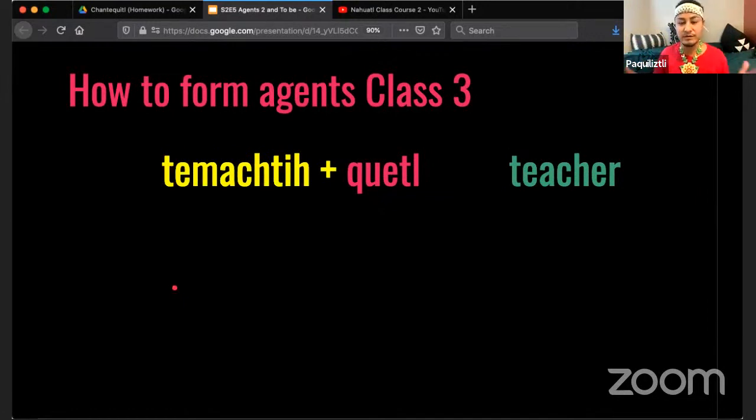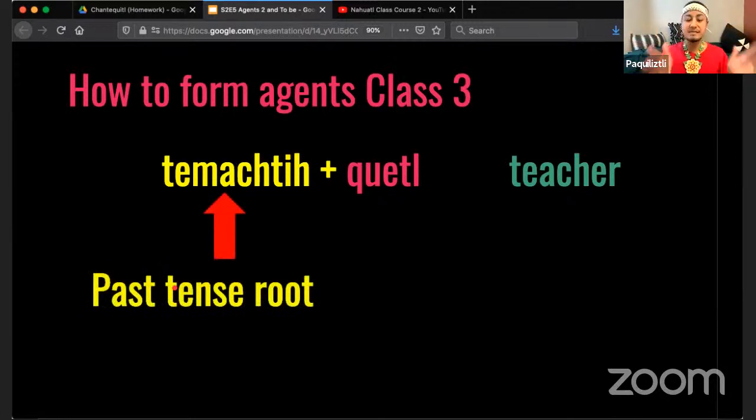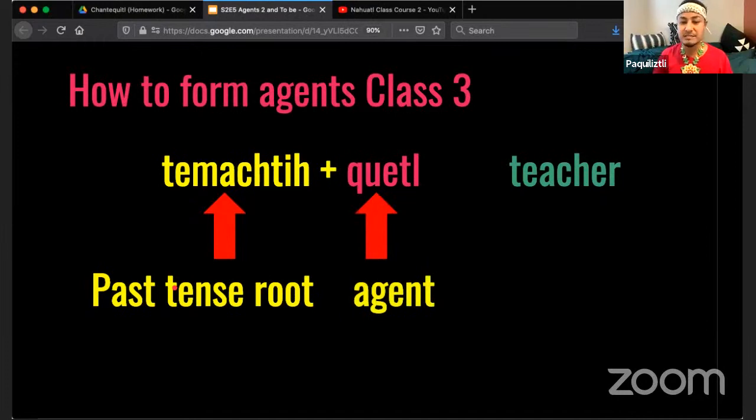All right, same thing with class three verbs. You have the verb temachtia, to teach someone. And then you construct the past tense root. So temachtia, drop the A, add the H, becomes temachtih. That's the past tense root. And then you add the ket, so it becomes temachtihket. So it goes from to teach someone to teacher, temachtiket. Or also tlamachtiket. Tlamachtiket just means a person who teaches someone things. So either temachtiket or tlamachtiket, they both mean teacher, because they both have a slightly different sense.